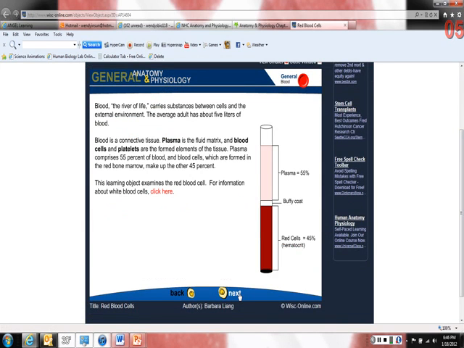Blood, the river of life, carries substances between cells and the external environment. The average adult has about 5 liters of blood. Blood is a connective tissue. Plasma is the fluid matrix, and blood cells and platelets are the formed elements of the tissue. Plasma comprises 55% of the blood and blood cells, which are formed in the red bone marrow, make up the other 45%. This learning objective examines the red blood cells. We will look at the one on the white blood cells later on.